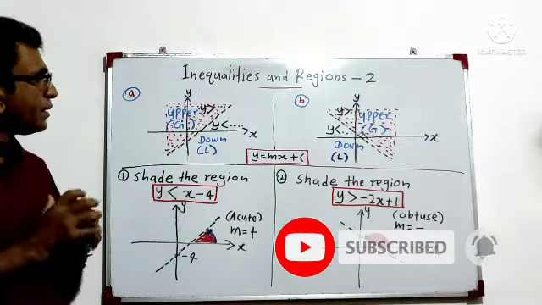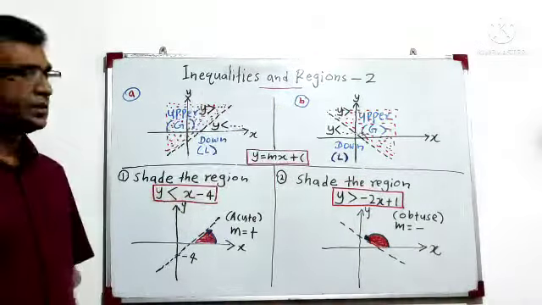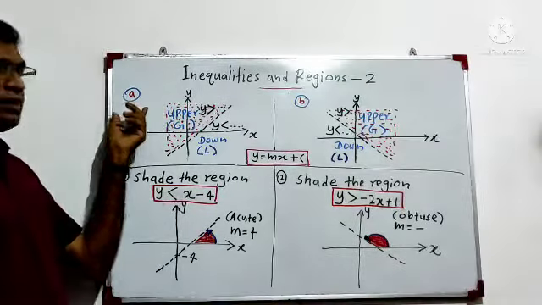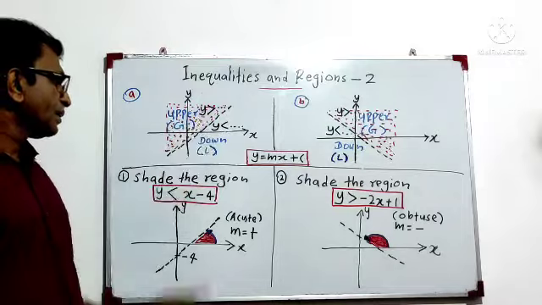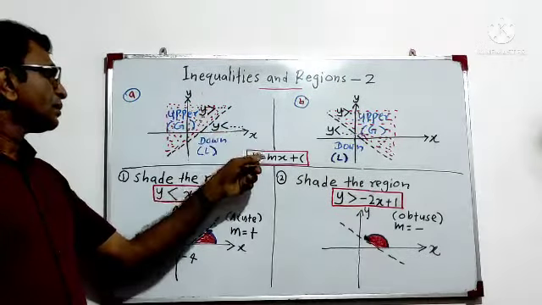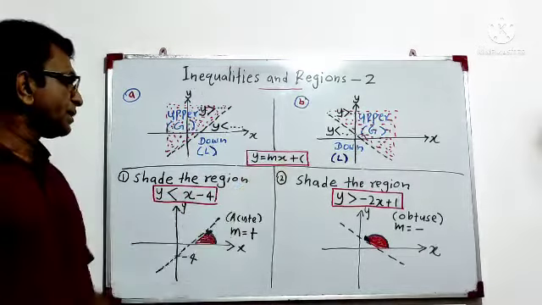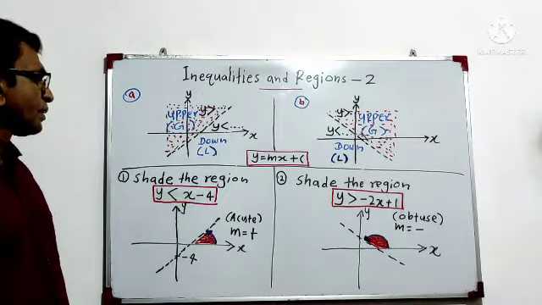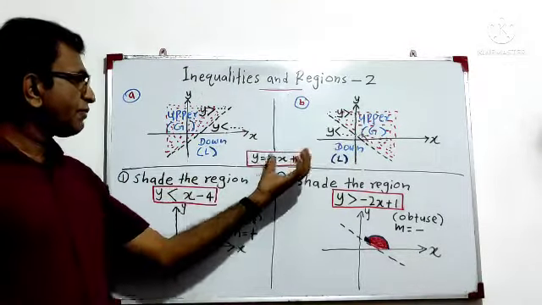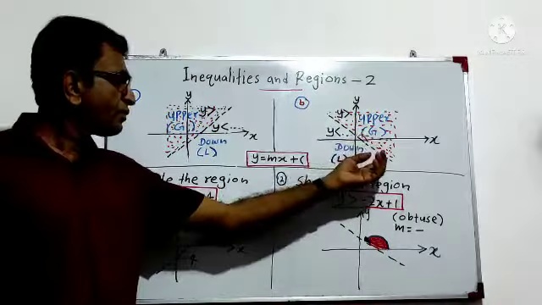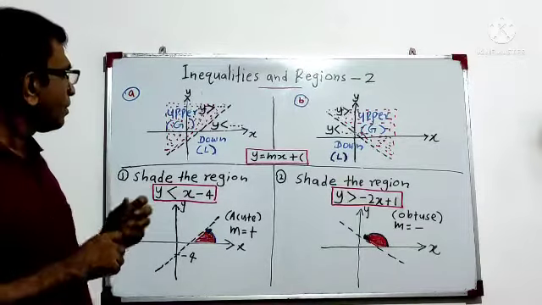Here you can see there are two diagrams. Diagram A shows the straight line. The type of the straight line equation is y equals mx plus c. Diagram B shows a similar type of equation of the straight line. This is the straight line. Now I will explain one by one.